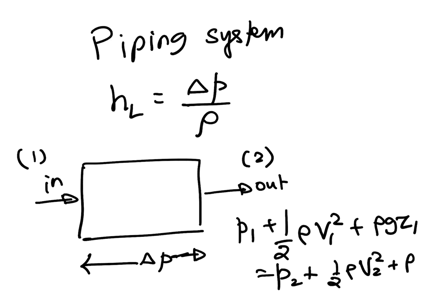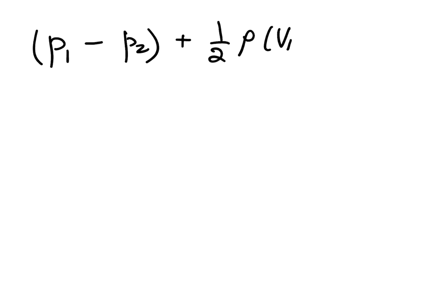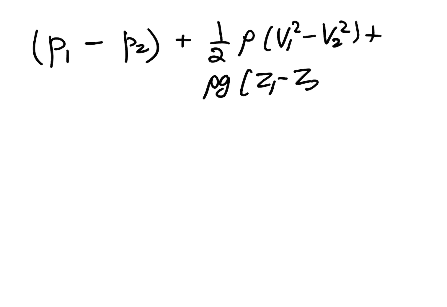plus rho g Z2. This is the Bernoulli equation, and it's valid if there are no frictional losses. We make a correction for frictional losses. We write P1 minus P2 plus half rho (V1 squared minus V2 squared) plus rho g (Z1 minus Z2) should be equal to the sum of all the losses, which we write as rho times HL times g. Okay.